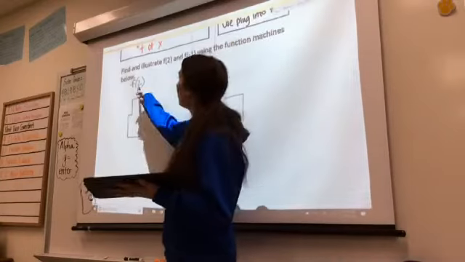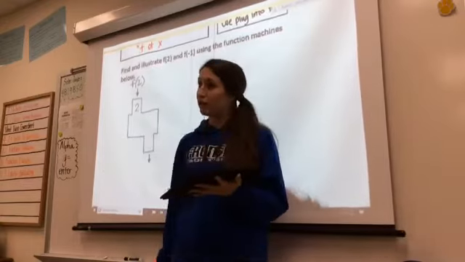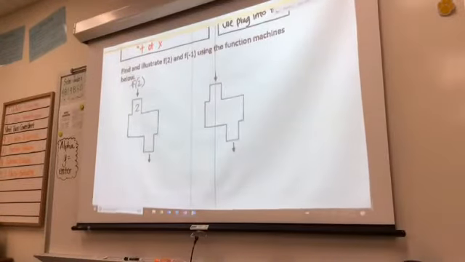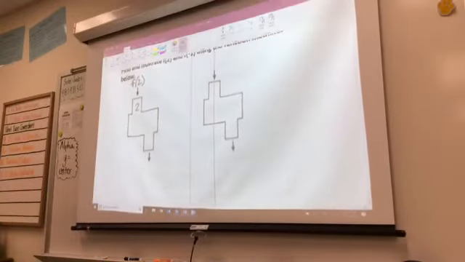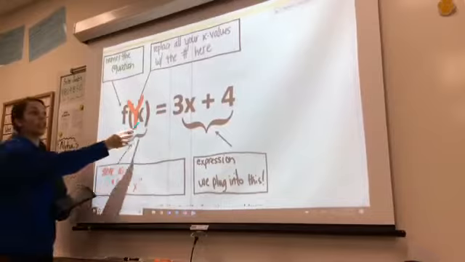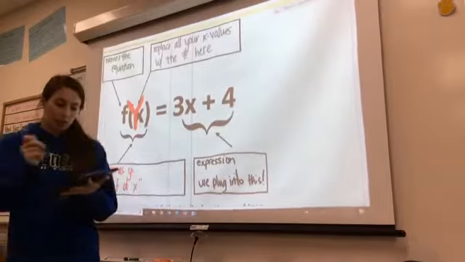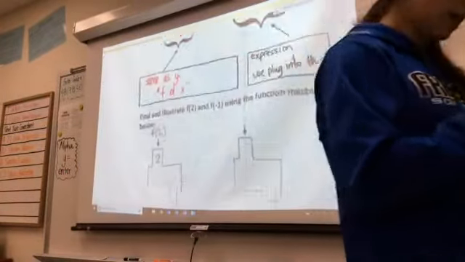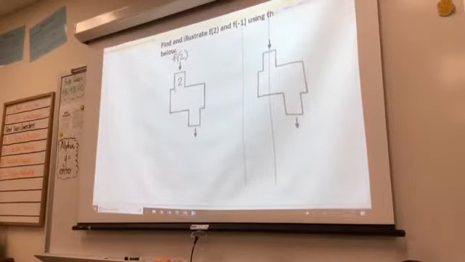Which means what number am I putting in for x? 2. So inside your machine, I want you to write a 2. What was the expression that's related to f of x? Y equals, but keep reading. Nope, look. 3x plus 4. So inside your machine, I need you to write 3x plus 4.